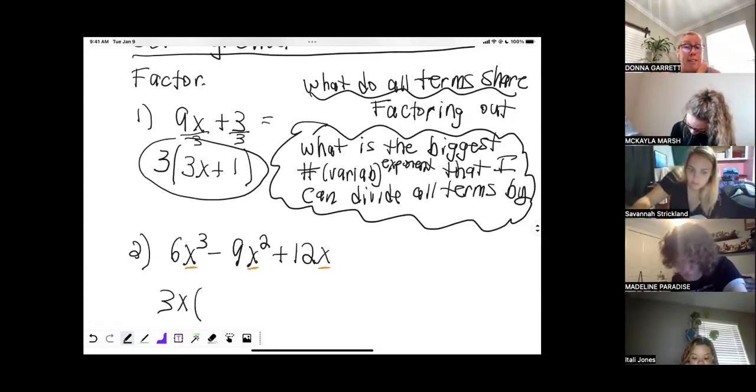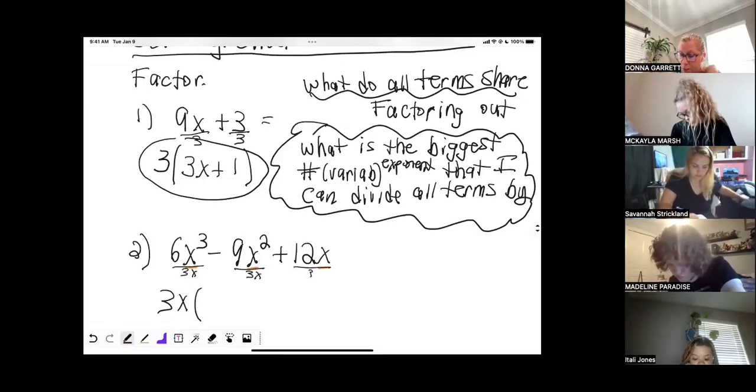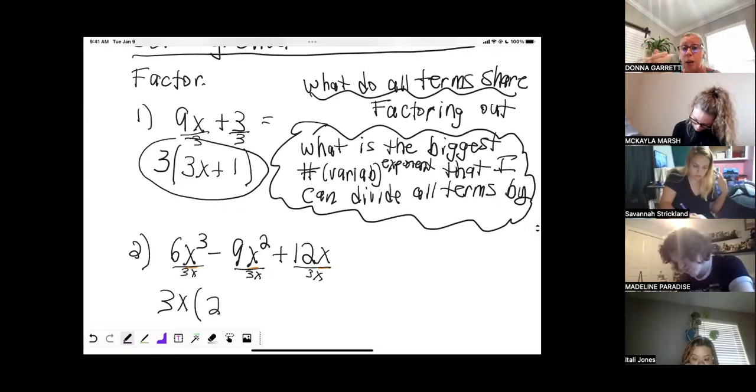Parentheses, that's my greatest common factor. What is left behind? Well, I'm going to divide each of them by 3x. And by the way, I'm going to show you divide by 3x, but eventually I want you to be able to do it without actually putting divide, which you will with a little practice. 6 divided by 3 is 2. X cubed divided by x. So I had 3 x's, I'm dividing by 1. That means I have 2 left, or x squared.